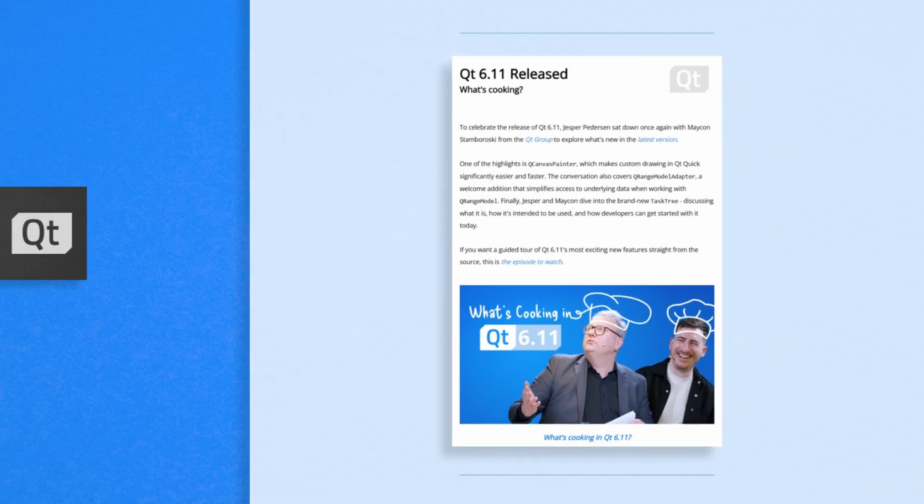Qt 6.11 released. What's cooking? To mark the release of Qt 6.11, Jesper Pedersen sits down once again with Maikon Stamborowski from the Qt group to walk through what's new. They start with QCanvasPainter, which makes custom drawing in Qt Quick noticeably easier and faster. One of those features that feels like it should have existed all along. From there, they dig into QRangeModelAdapter, a welcome addition that simplifies accessing underlying data when working with QRangeModel.